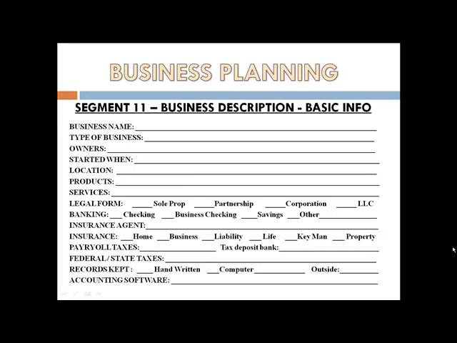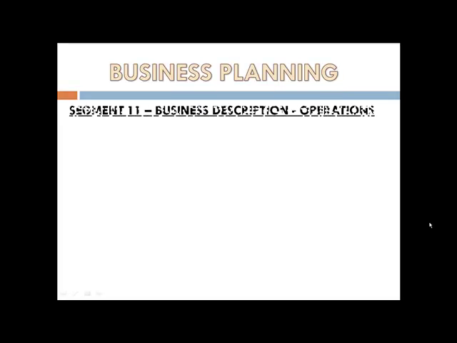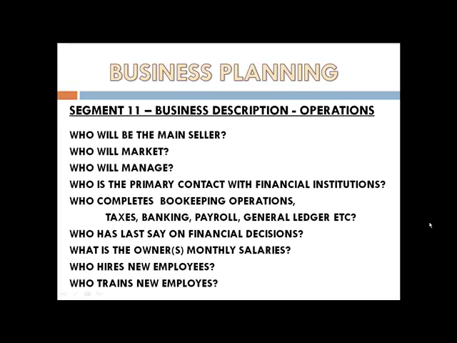It is important to list who the insurance agent is and the different kinds of insurance policies that one has with the business. Likewise are the payroll taxes and what bank the tax deposits will be made. Who will keep the records? And will the records be done on computer by an outside entity, or will it be done with certain kinds of accounting software? In the next segment, we're going to be dealing with the operations of the business.